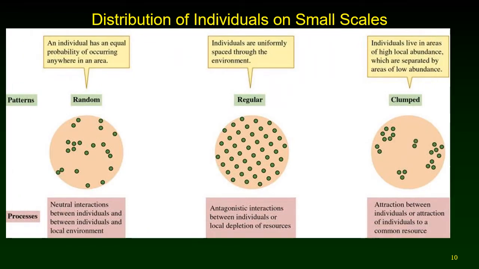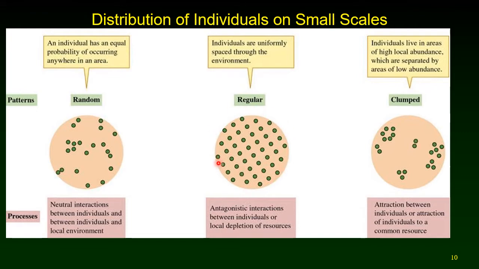When we look at the distributions of individuals in a population at small scales in these different patterns, these patterns are basically coming from different processes within the population. So if we have a random distribution pattern like we have on the left, we're assuming there isn't really a lot of strong interactions causing individuals to be attracted or pushed away from certain areas or each other.